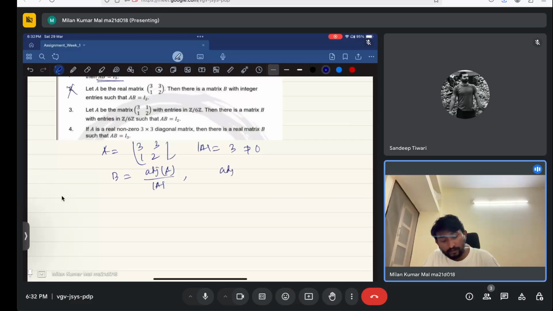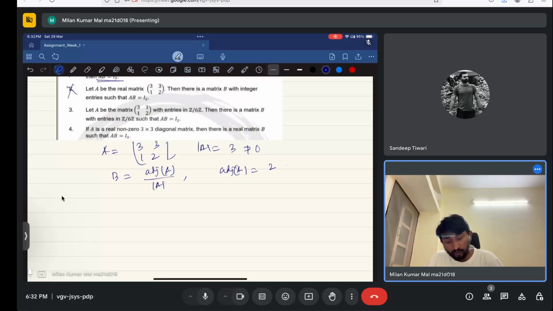Now what is the adjoint of A? The adjoint of A is just writing the cofactor with reverse transpose. So let's write the cofactor. Corresponding to the first one will be plus. The second one will be corresponding to 3. I am writing directly.